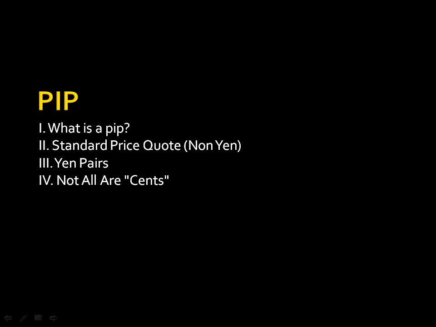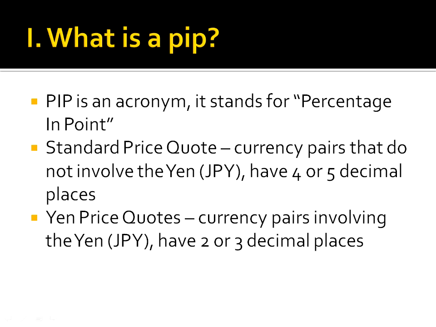We're going to learn what is a PIP. We're going to learn what a standard price quote is, and that is a non-Japanese yen price quote. They're different than the yen quotes, and we're going to learn all about the yen price quotes. And there's a topic called not all are cents, and this has to do with the different countries' currencies. Certain currencies have dollars and cents, but not all currencies have dollars or cents. This is why the term PIP has evolved.